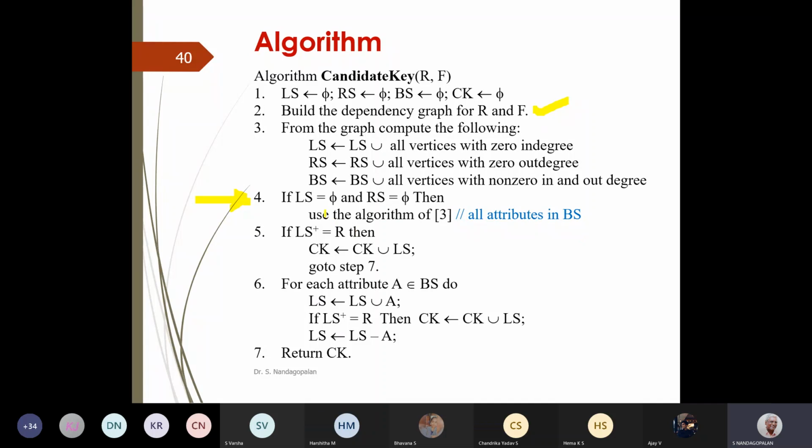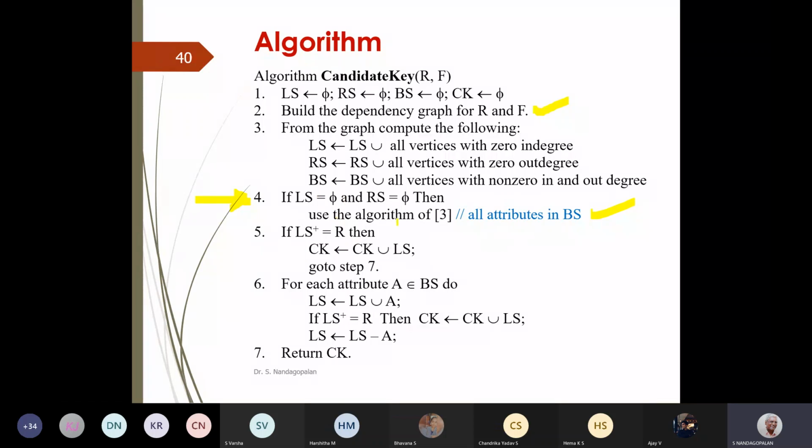Then it's a very exhaustive algorithm. Actually, the complexity of this is exponential. So I'll give you an example for this later. So in such cases, we need to use algorithm of 3. What is that algorithm of 3? We will see that later.